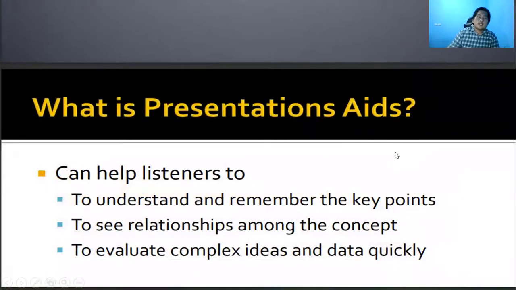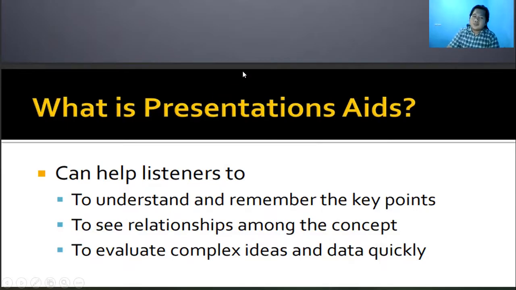What is a presentation aid or aids? It can help listeners to understand and remember the key points. Just like what I am doing right now, I am using presentation aids to teach what a presentation aid is. I am using presentation aids for you to understand and remember the key points, and these are the key points. Can you follow? I am discussing what I am using for you to understand it.